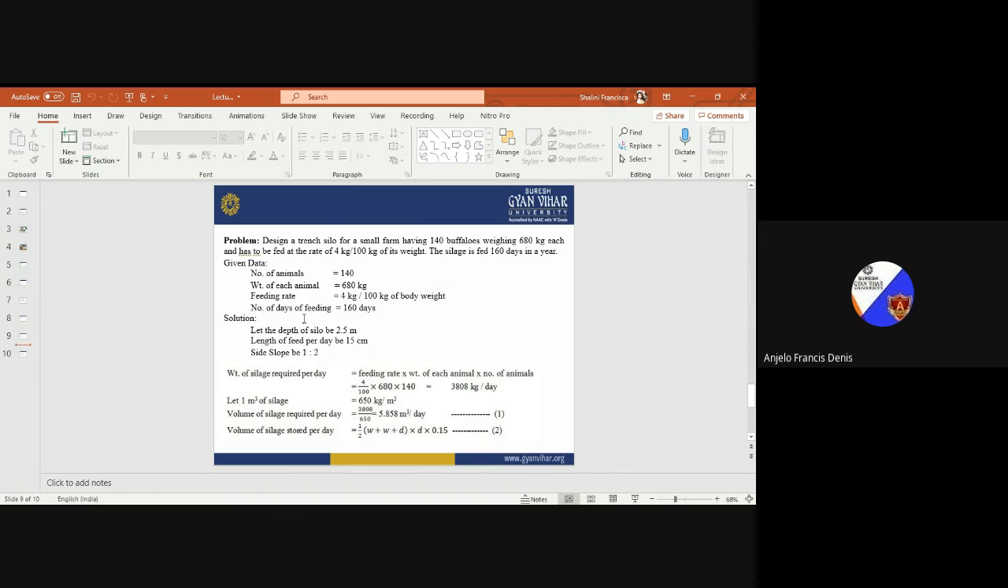Next is the volume of silage required per day. So we can calculate the volume that is required per day. Next is the volume of silage stored per day. So this is the formula for calculating the volume of silage.